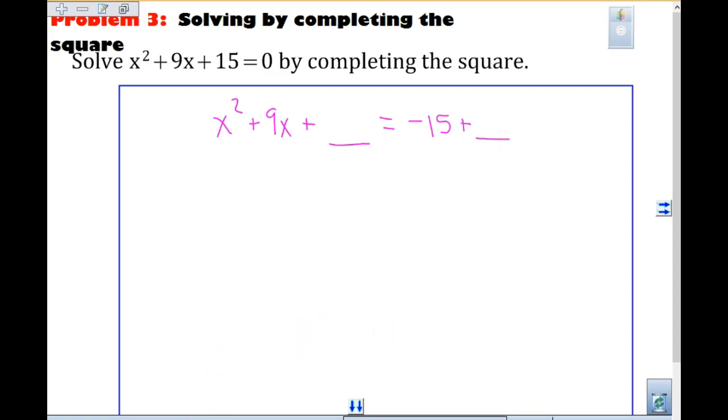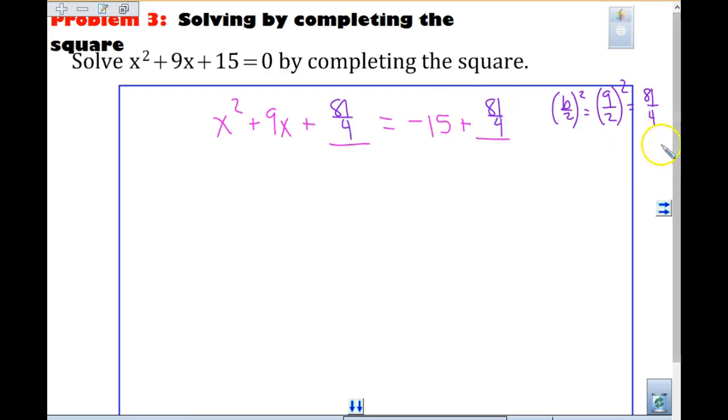We're trying to figure out what do we have to add to both sides. So please take b divided by 2 that we are squaring, which means I am taking 9 divided by 2 and squaring. Now, 9 divided by 2 squared comes out to be 81 over 4, right? That's what I'm adding to both sides. I am adding 81 fourths.